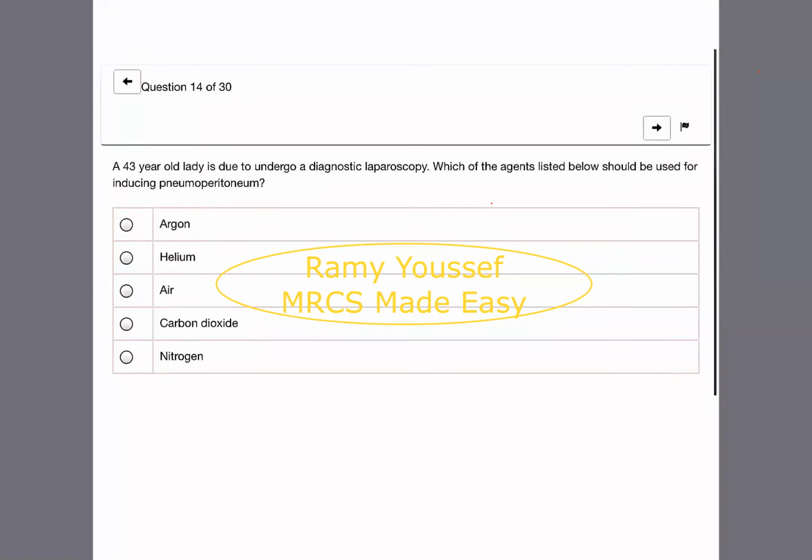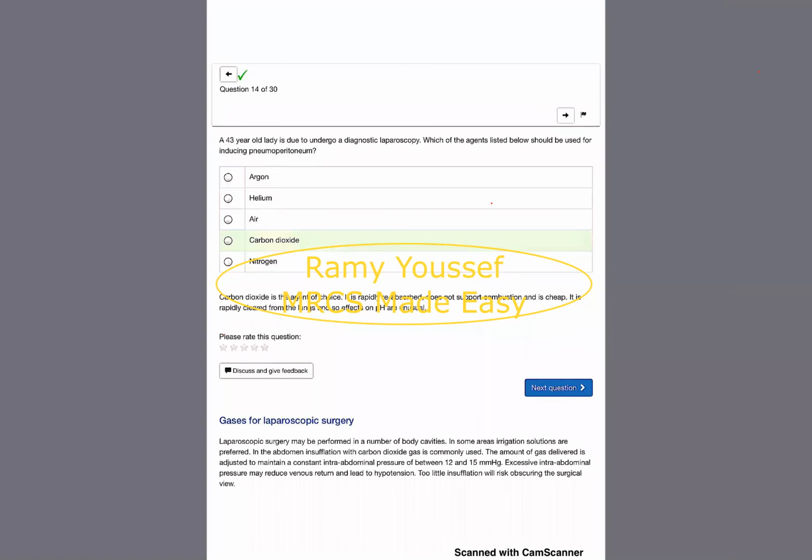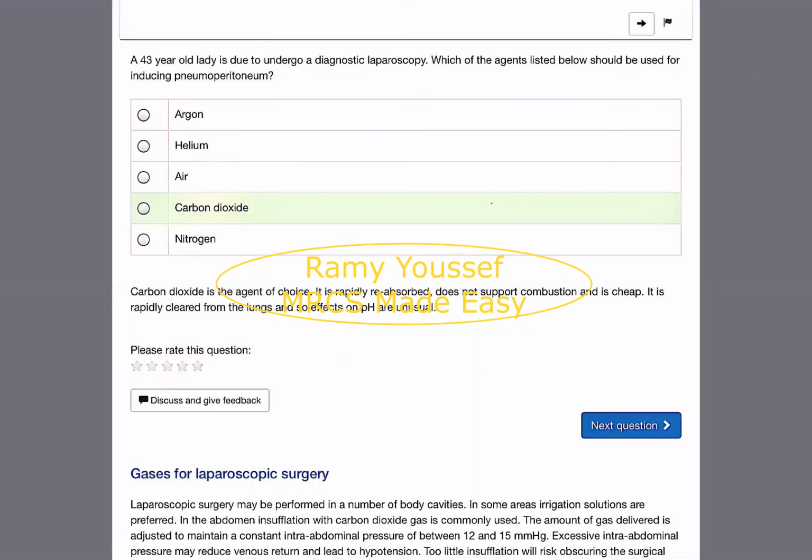Okay, Dr. Mumtaz again. Seeing Dr. Abdul Qadir left. Yes. A 43-year-old lady is due to undergo a diagnostic laparoscopy. Which of the agents listed below should be used for inducing pneumoperitoneum? Argon, helium, air, carbon dioxide, nitrogen. It's carbon dioxide for pneumoperitoneum. Yes, exactly. We use carbon dioxide for inflation of the abdomen.